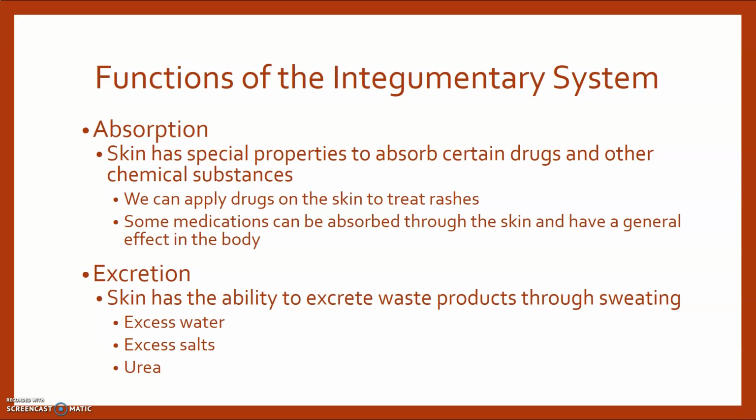The integumentary system also is able to absorb. And skin has these special properties to absorb certain drugs and other chemical substances. And this is why we're able to apply drugs or medications to the skin to treat different conditions. So think about if you ever got into some poison oak, and you had to use some chamomile lotion. That would be an example of something that can be absorbed in through the skin. Or if you have an itchy rash, you may use something like hydrocortisone cream.